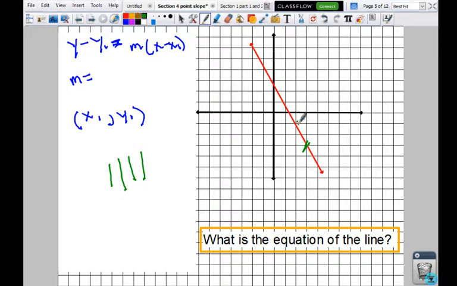Alright, we got one point, and then we got our second point, which makes our slope.